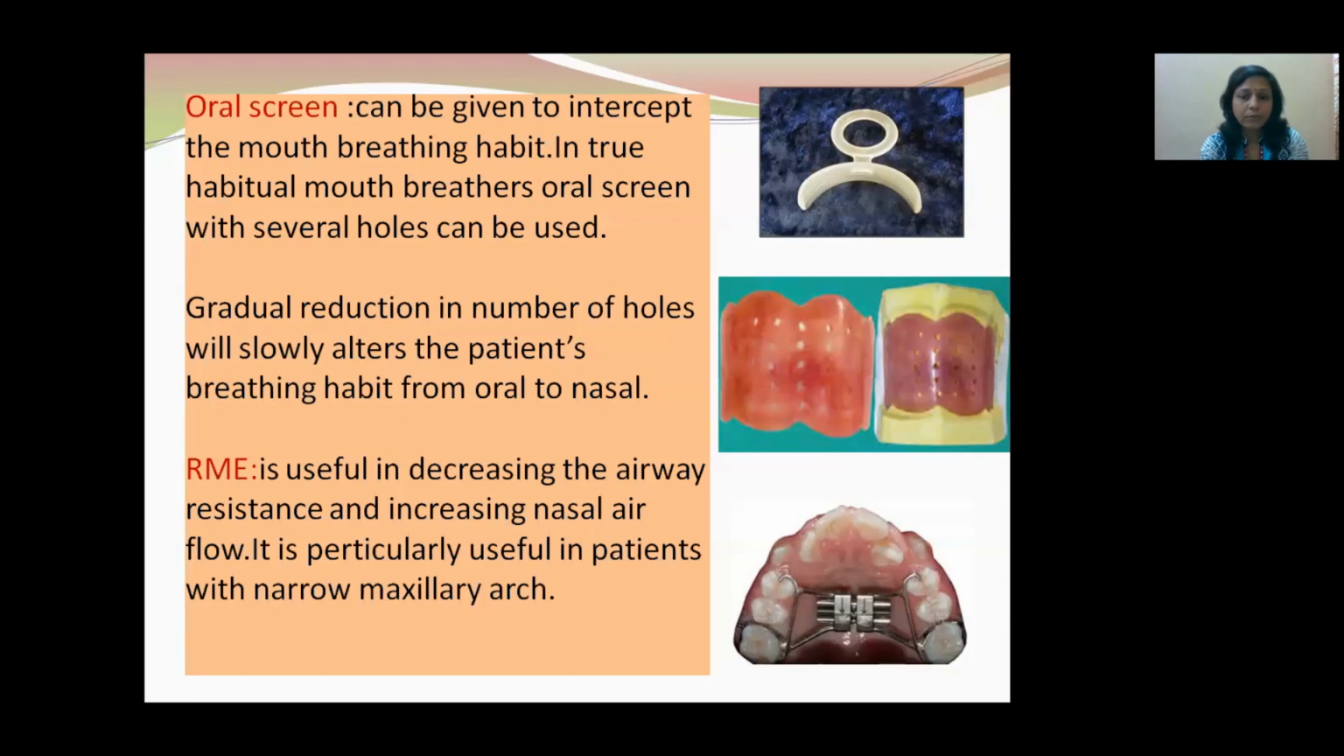For the correction of mouth breathing that is habitual in nature, the oral screen is appliance of choice. It can be given to intercept the mouth breathing. In true habitual mouth breathers, oral screen with several holes can be used, that we can see in this picture. And the gradual reduction in number of holes will slowly alters the patient's breathing habit from oral to nasal. Second maneuver we can use is the rapid maxillary expansion, which is useful in decreasing the airway resistance and increasing nasal airflow. It is particularly useful in patients with narrow maxillary arch.